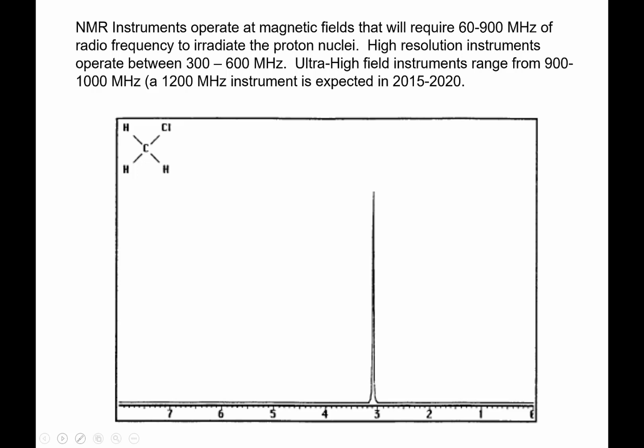So what are called high resolution instruments are between 300 and 600. We have a 300. They don't make 300 anymore. If I have to go buy a new one, I've got to buy a 400. Fortunately, the room was designed for 400. Sometimes they build a building around the instrument. They have no choice. An ultra-high field instrument is 900 to 1,000 megahertz. And somebody is expected to deliver a 1,200 megahertz instrument between 2012 and 2015.